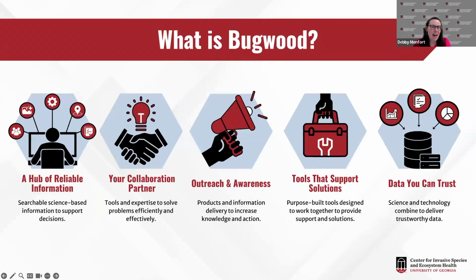So at the beginning, Chuck shared with us, what is Bugwood? What are our strengths? What are our standards? Reliable information, a collaboration partner, outreach and awareness, tools that are going to support solutions, and then trustworthy data. So as we go through these two projects, we will touch base on each of those pillars.